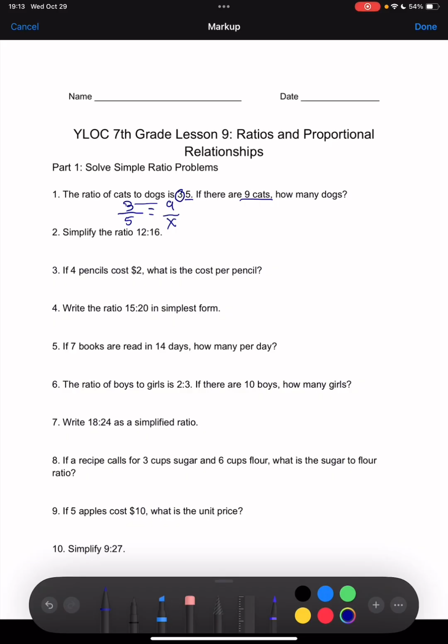So basically what we can do is a little dividing and multiplication. How much do we need to divide or multiply in order to get to 9 from 3? We can do 3 times 3 in order to get to 9, because 3 times 3 is 9. And we have to do the same thing to the bottom. So 5 times 3 is going to be 15. So we can just write the ratio 9 to 15. So there are 15 dogs.